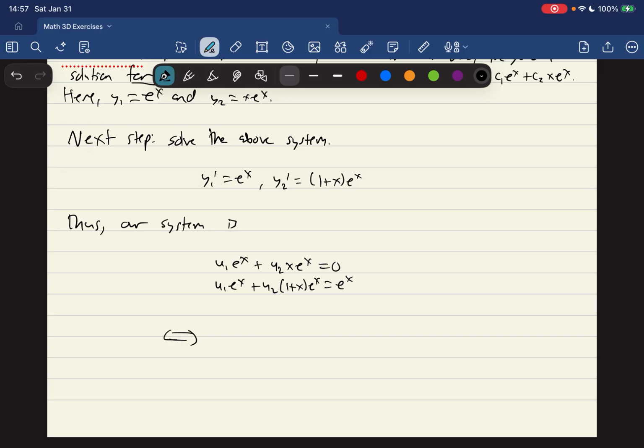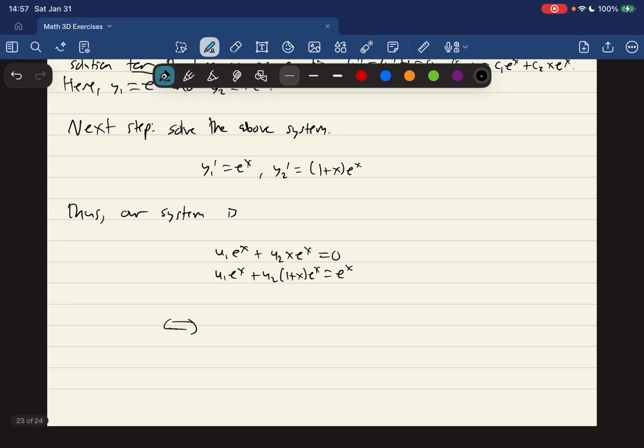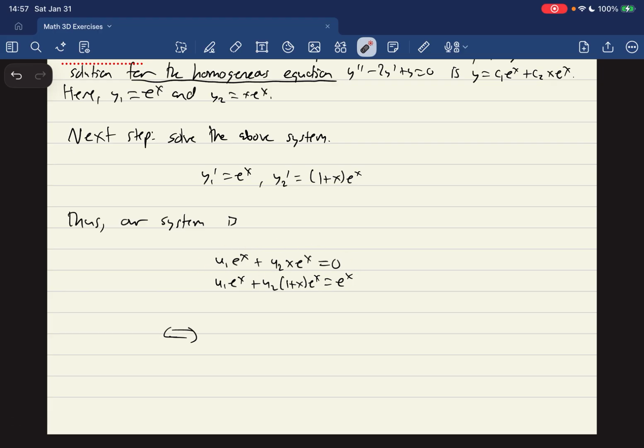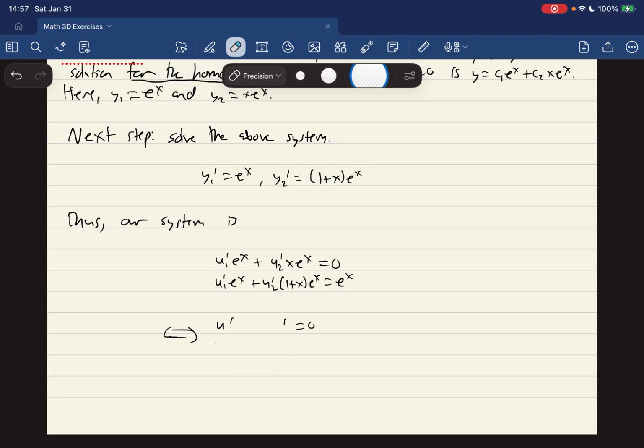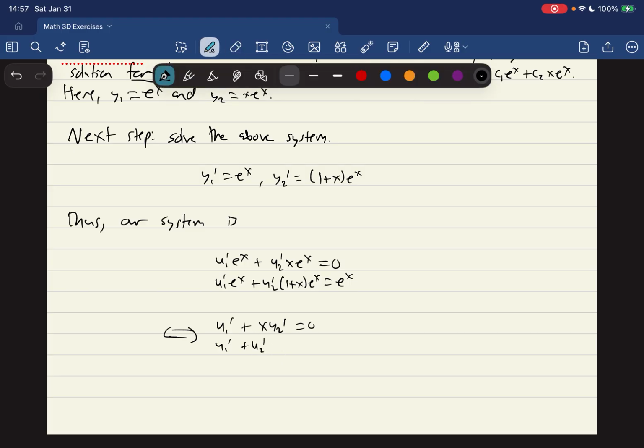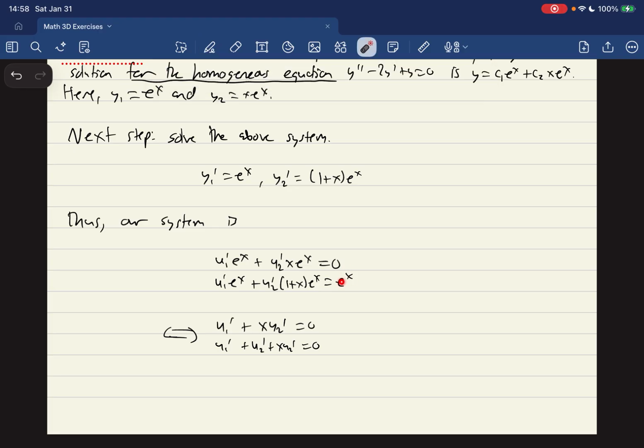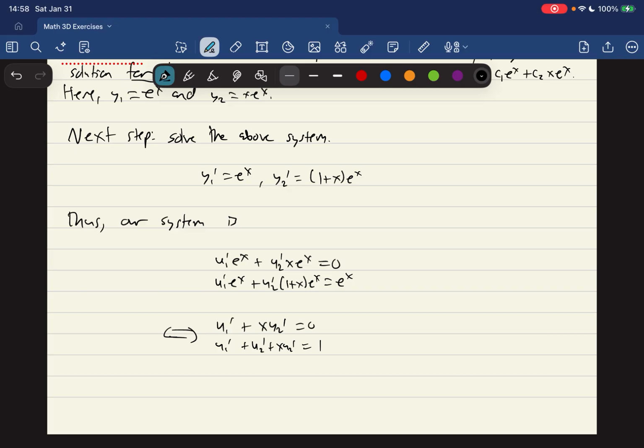Now, by dividing both equations by e to the x, we get u1 prime plus x u2 prime equals 0, and u1 prime plus 1 plus x, and I'm going to expand this already, u2 prime plus x u2 prime equals... not 0, sorry, because when we divide the right side by e to the x, we just get 1. So this right side becomes 1.